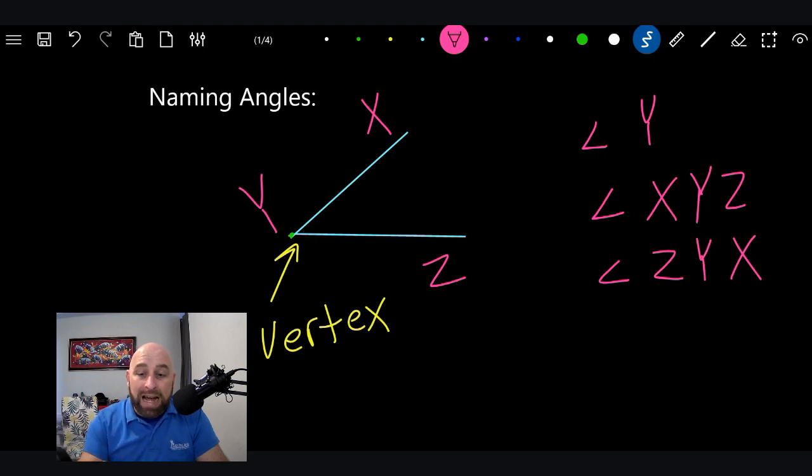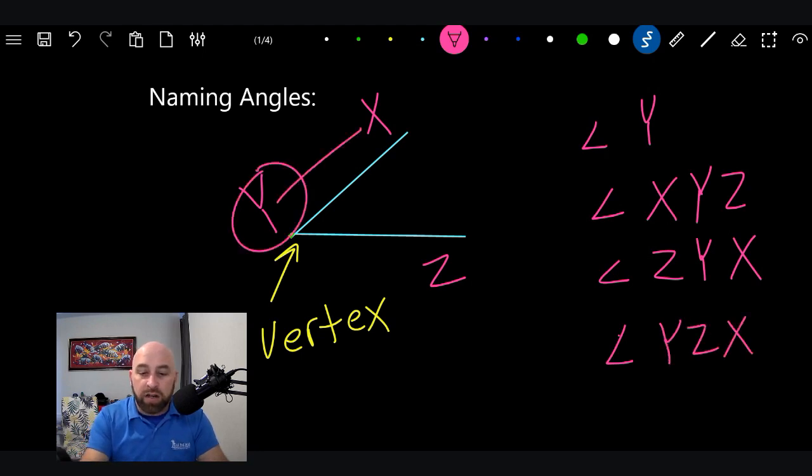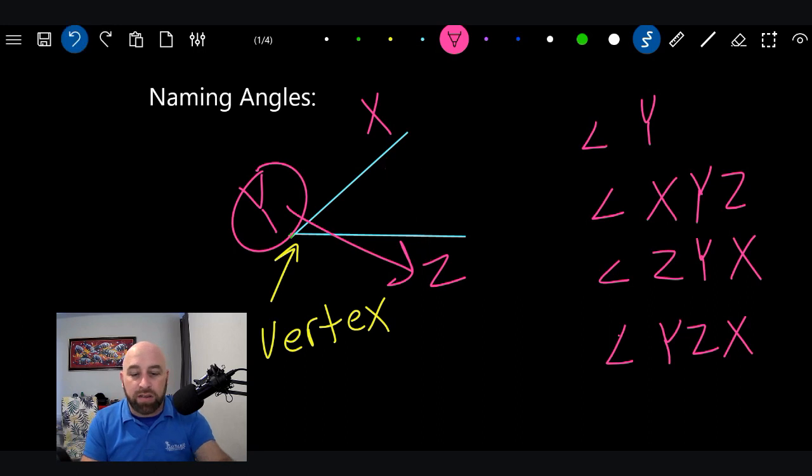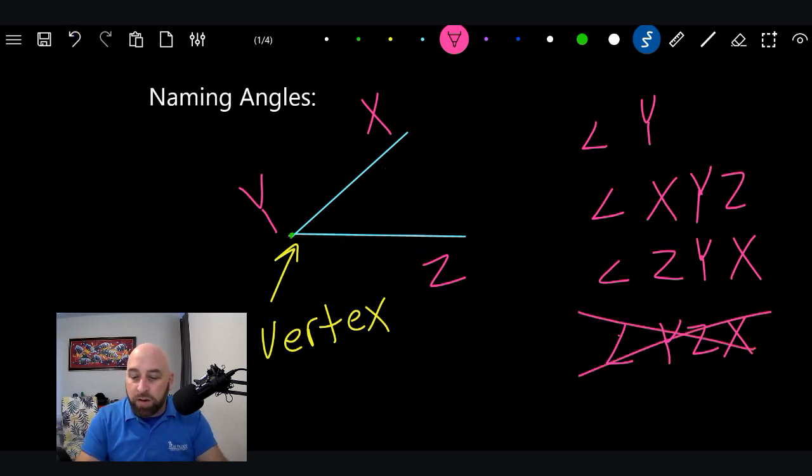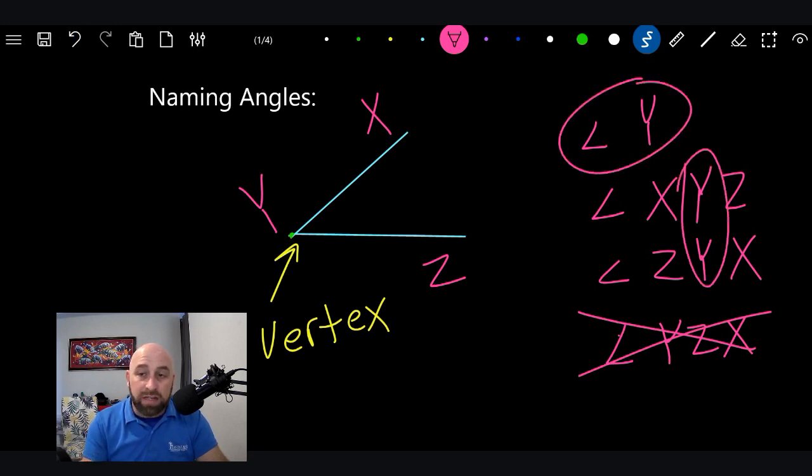What I cannot do is name it angle YZX. I can't start here and then go here and then go here. I can't start there and go here and then go there. I can't start at the vertex. Okay, so that one doesn't work. I have to either name it with the vertex in the middle, because the vertex is in the middle. Okay, so that's very important to understand as we're going through these.